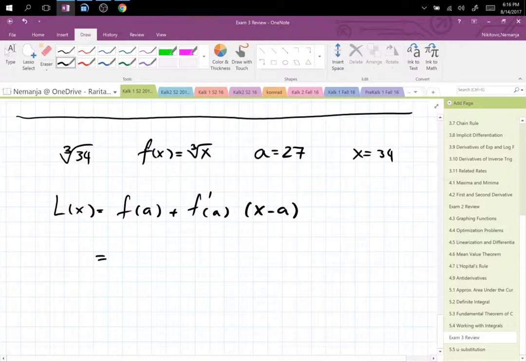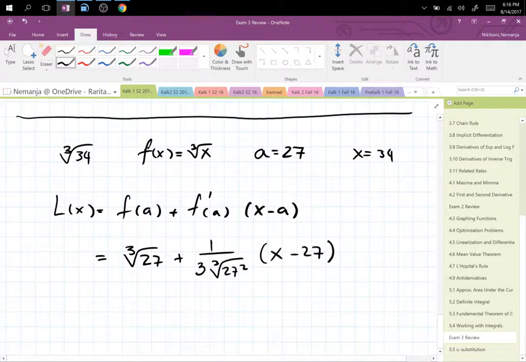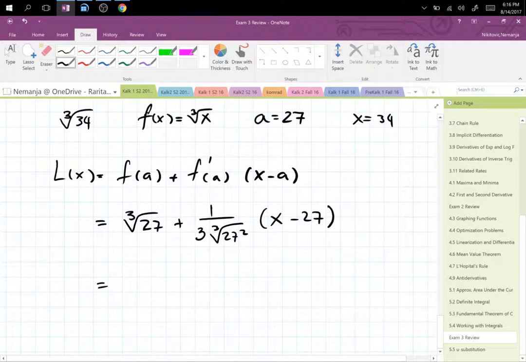So that's the function computed, so cube root of 27, plus, and now I need the derivative, right? So that'll be 1 over 3 times the cube root of 27 squared, and then x minus 27. So now, cube root of 27 is just 3, plus, and this term is 1 over 27 altogether. Because the cube root of 27 is 3, 3 squared is 9, 9 times 3 in front is 27, and we have x minus 27 here.